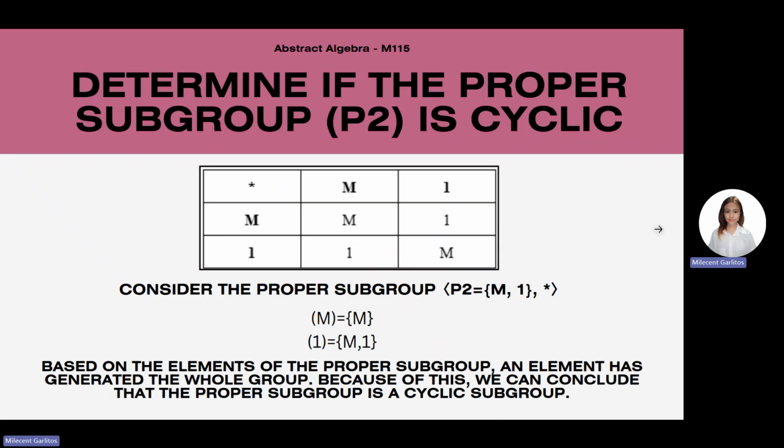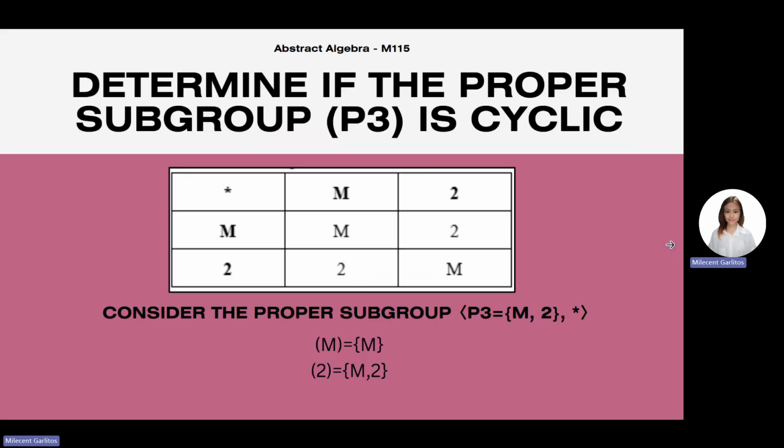Based on the elements of the proper subgroup, an element has generated the whole group. Because of this, we can conclude that the proper subgroup is a cyclic subgroup. So yes, we can see that the element 1 generated both the elements under the proper subgroup P sub 2. Therefore, we can say that it is indeed a cyclic subgroup.